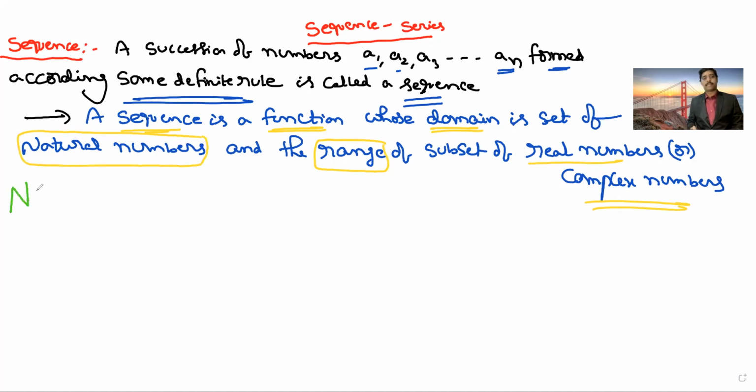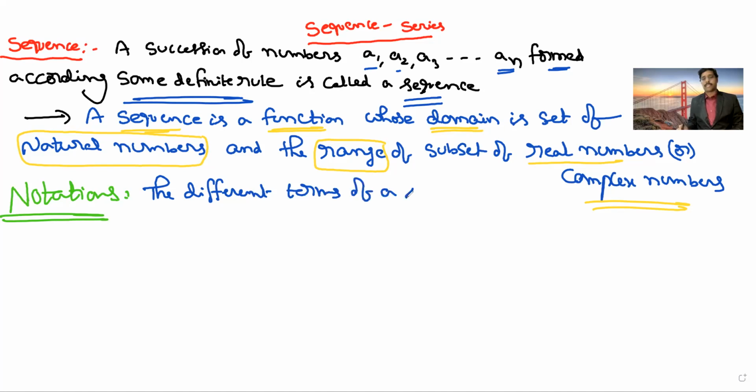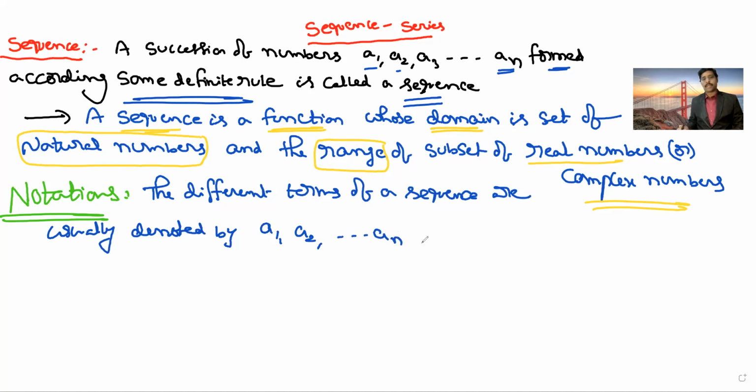Important notations. The different terms of a sequence are usually denoted by A1, A2 and so on An, or T1, T2, T3 and so on Tn. Okay.